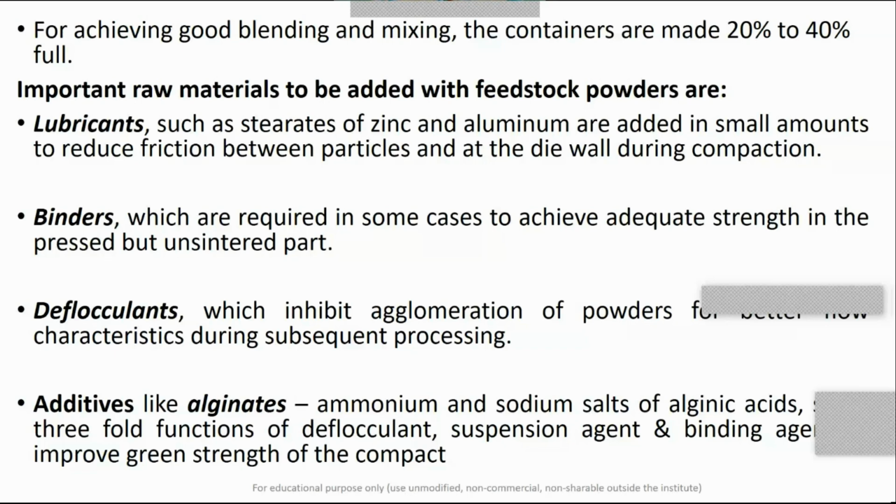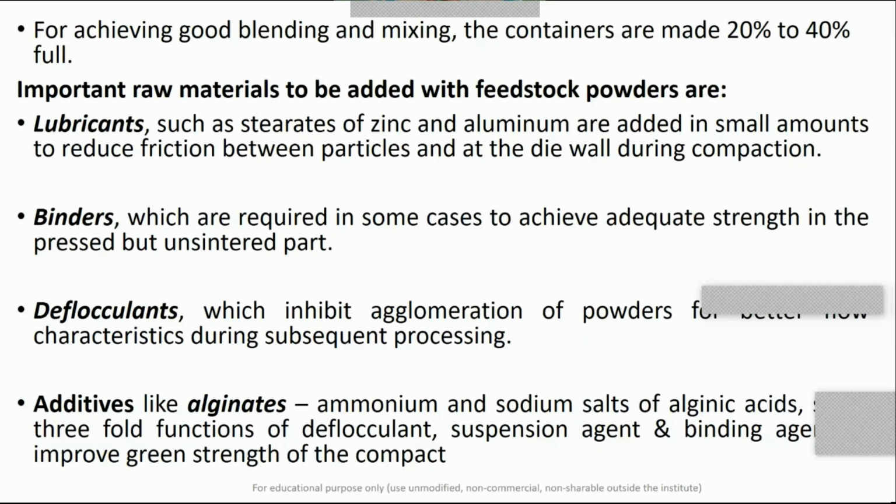So what is the thumb rule? The thumb rule is that you don't fill the containers completely. There should be enough space in the containers, and most of the time these containers are made 20 to 40% full of the total capacity, in order to give space for the powder particles to rotate and to intermingle with each other. And during this blending and mixing process, certain additives or raw materials are added, which help in the whole manufacturing process.